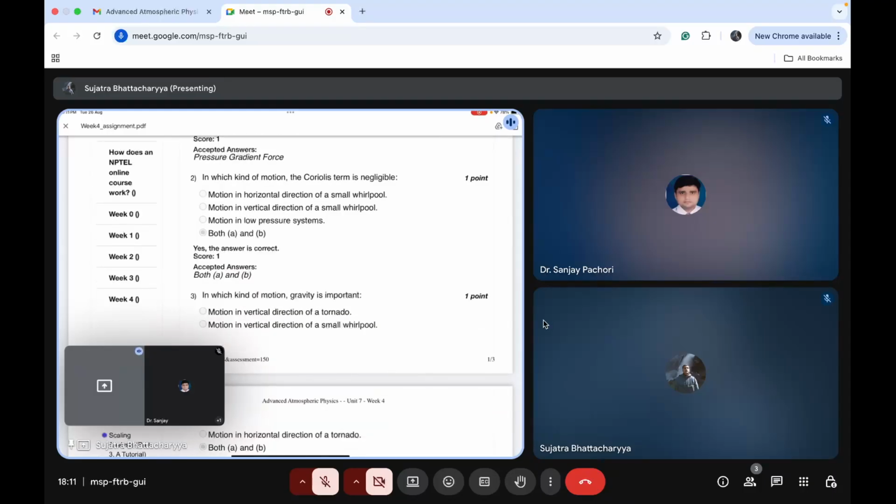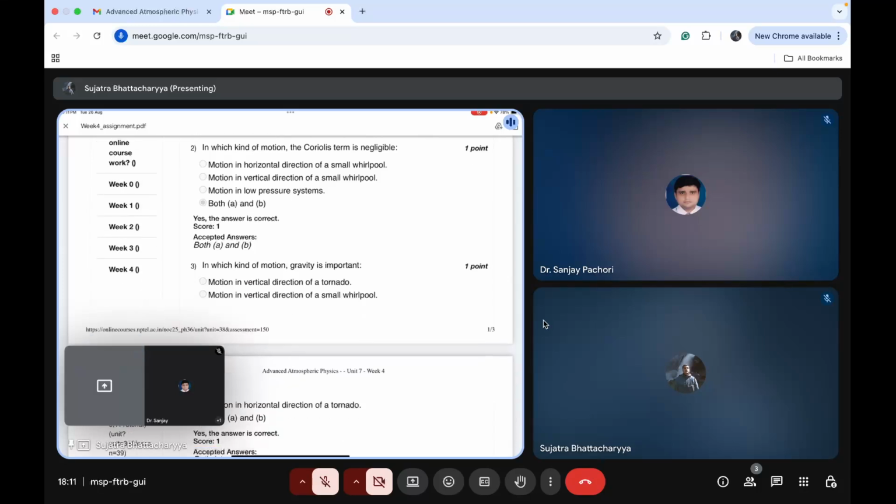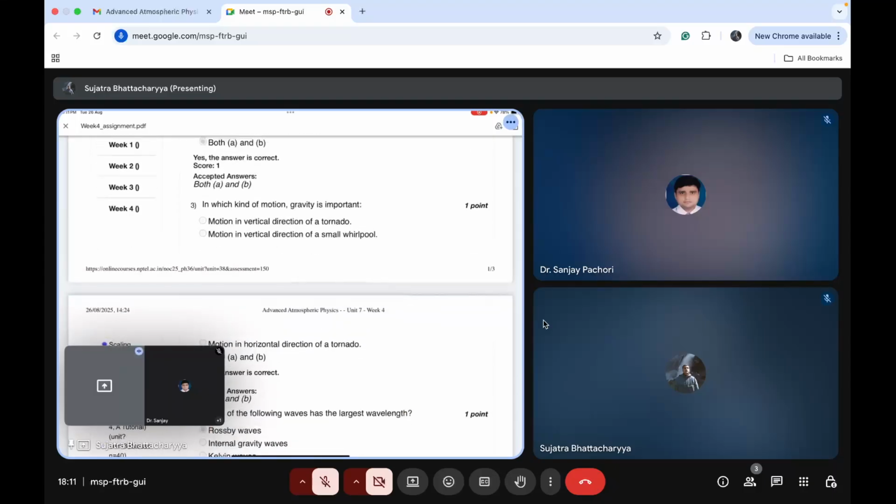So the first and second are quite related. Third is, in which kind of motion is gravity important? Anything related to vertical motion should be one of the cases. So, motion in the vertical direction of a tornado. Yes, when you have specified the vertical direction of a tornado, there gravity is important, definitely. But if you compare the horizontal extent and the vertical extent, then the horizontal extent is much stronger. Wherever you have the vertical direction, there gravity is absolutely important.